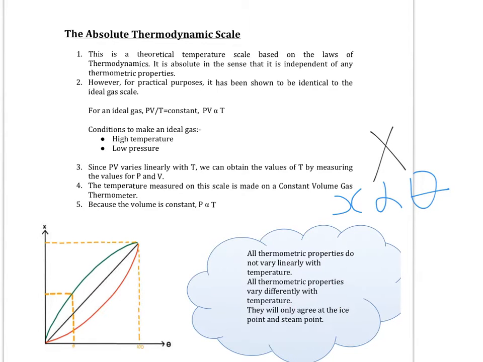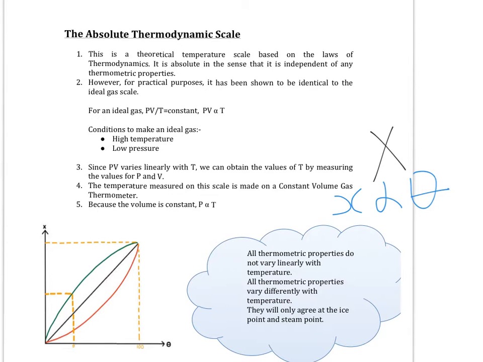So how does this graph show you that they will give you different temperatures? For example, now let's say we are considering the empirical centigrade scale, and we assume that the X varies linearly with temperature, right? So you can see this black straight line here. So let's say we take one of the thermometric properties. Let's say, just for example, we take the length of mercury, which is this green line here.